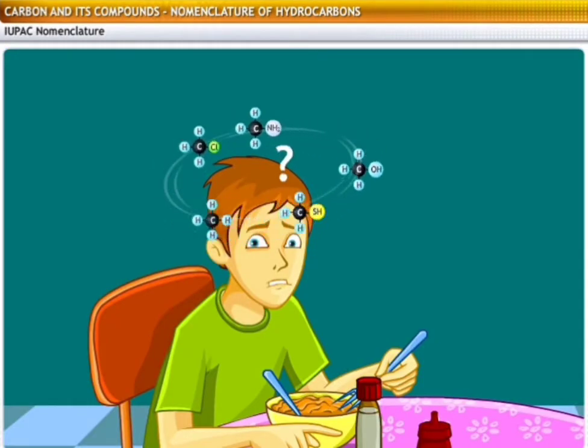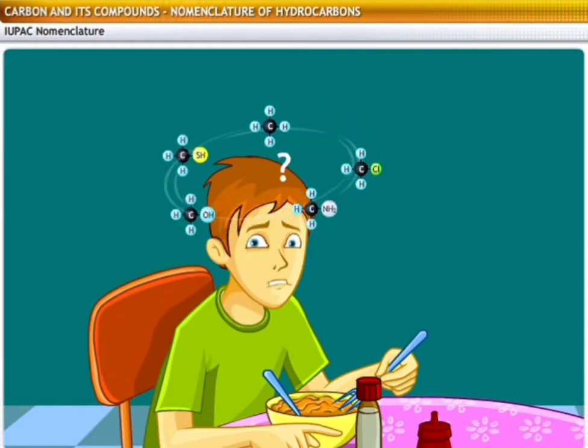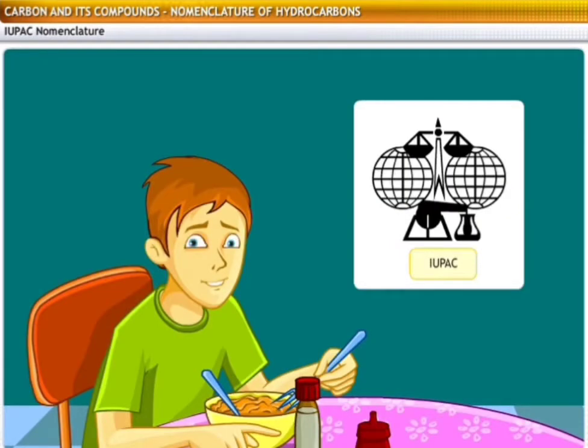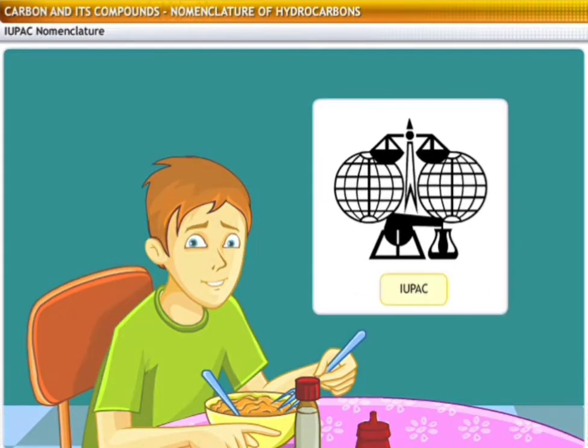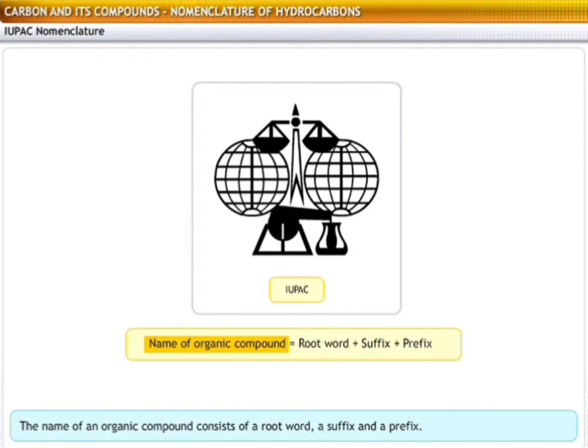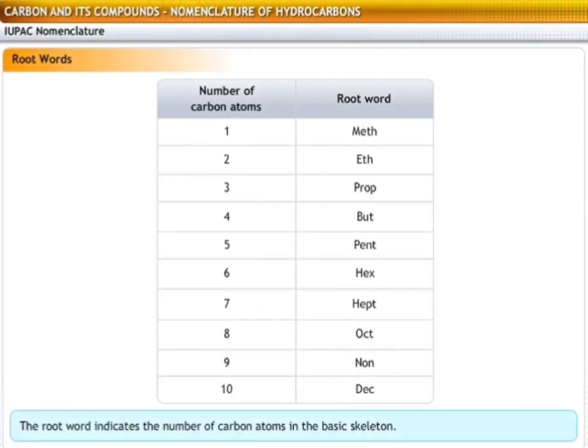With a large number of organic compounds, remembering each individual name is next to impossible. This is why a rational system of naming carbon compounds was developed. It was modified by the International Union of Pure and Applied Chemistry, IUPAC, and is followed all over the world. According to the IUPAC system of nomenclature, the name of an organic compound consists of a root word, a suffix, and a prefix. The root word indicates the number of carbon atoms in the basic skeleton.